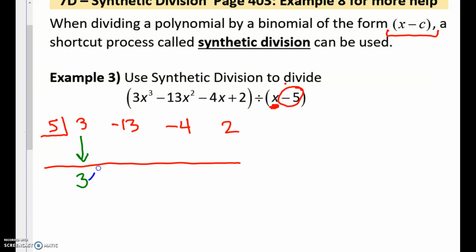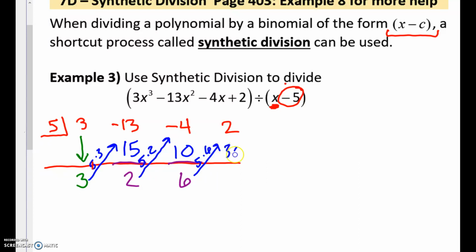Then I'm going to multiply the 5 times 3, which makes this 15. And then we're going to add straight down. Negative 13 plus 15 is positive 2. Then we multiply right here. I'm going to do 5 times 2, which gets me 10. And then again, we're going to add. Negative 4 plus 10 is 6. And we're going to multiply right here, the 5 times 6 to get 30. And we're going to add straight down to get me 32. The last piece is always my remainder.